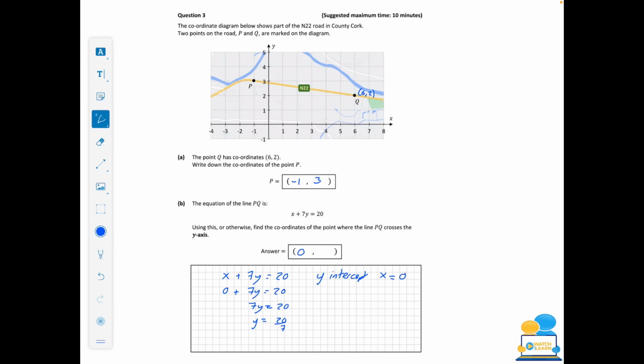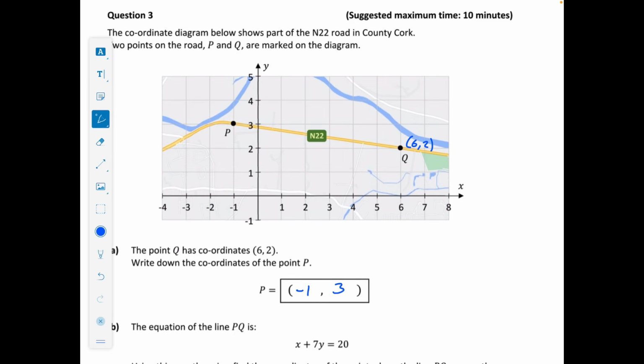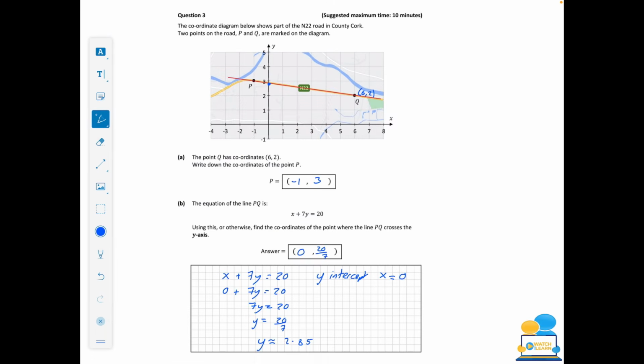So our y-intercept will be 0, 20 over 7, okay? If we want to approximate it, it's actually 2.85. Now, does that look about right? If I was to draw a line connecting P and Q, it does cross the y-axis there around 2 point something. So my answer does make sense.